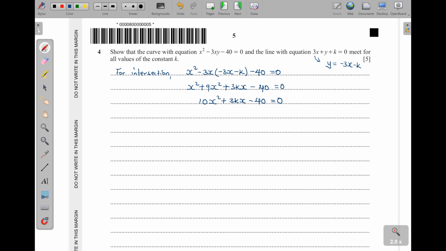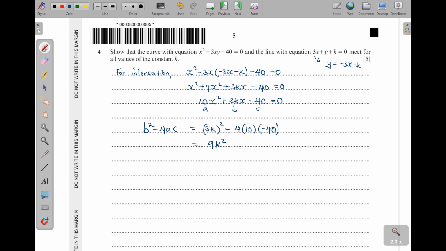Now, you don't need to write b squared minus 4ac is greater than 0 or greater than or equal to 0. No, you just need to find its expression. So what is b squared minus 4ac? This is our b, this is our a, this is our c. So b squared, we are going to have 3k, we square it, then minus 4 times the a is 10, and then the c is negative 40. Then this one will give us 9k squared.